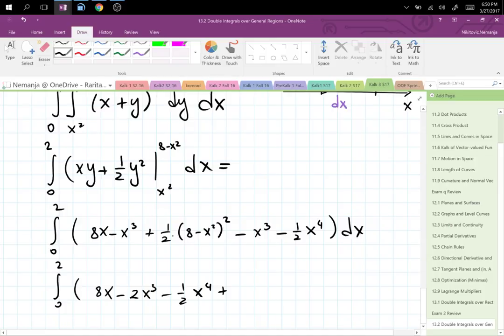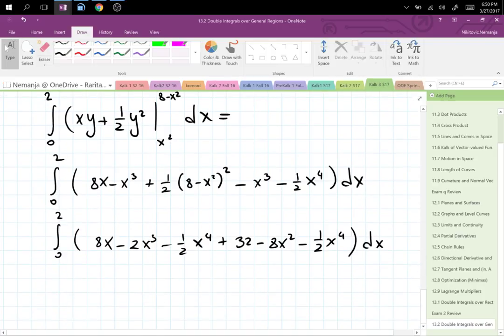Plus 64/2 is 32. Minus 2 times, that's a 16. Half of that is 8x squared. Minus 1/2 x to the fourth dx. So now combine more like terms. X to the fourth should go first, so minus half, that's just a minus x to the fourth. Cube, there's only minus 2x cubed. How about x squares? Minus 8x squared. How about single x's? I have plus 8x, and then I have plus 32.